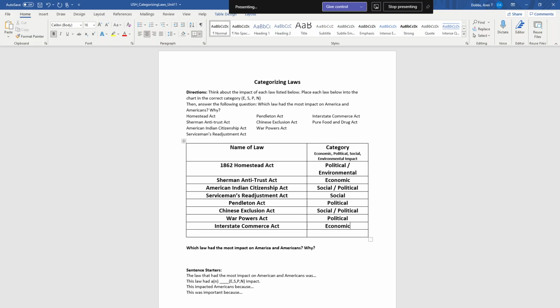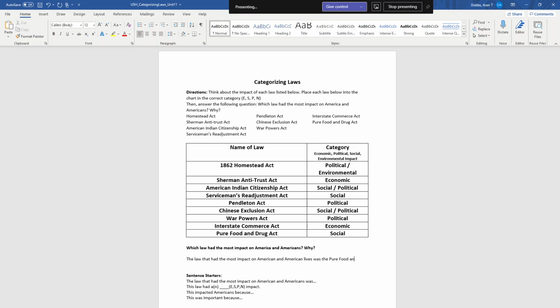So then the next thing you need to do is answer this question. You would say something like, the law that had the most impact on American lives was the Pure Food and Drug Act. Learn to spell it: drug.